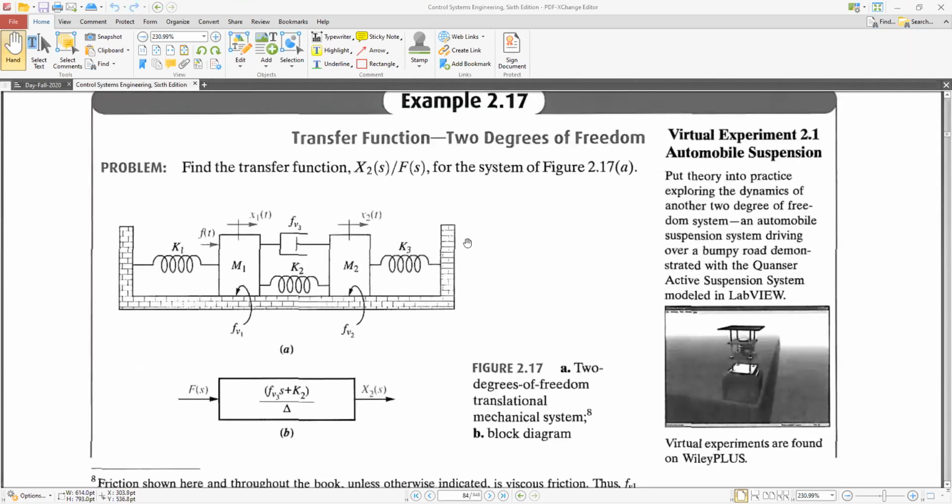Here is a more complicated example. See the figure. That is the complicated example. Try to understand the figure. Two masses, mass 1 and mass 2. See, mass 1 and mass 2 are connected.